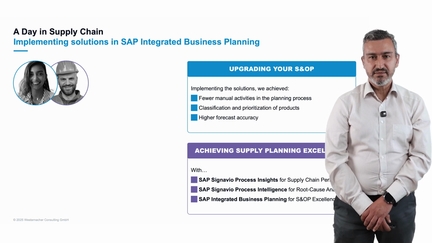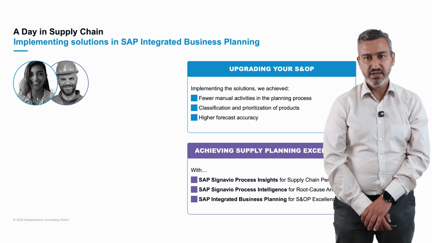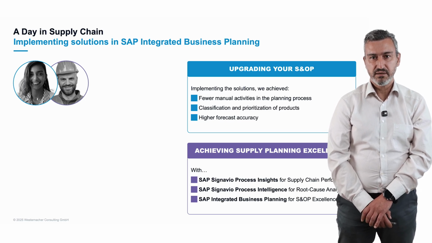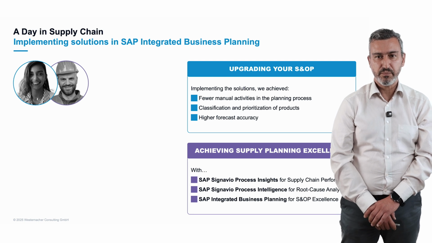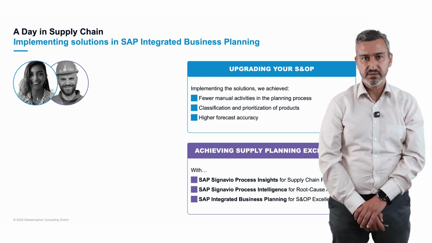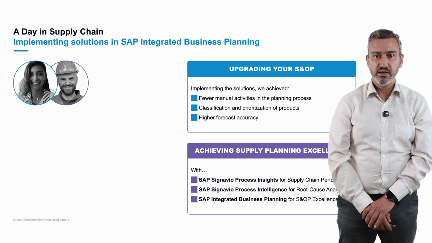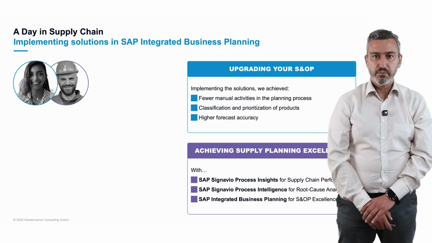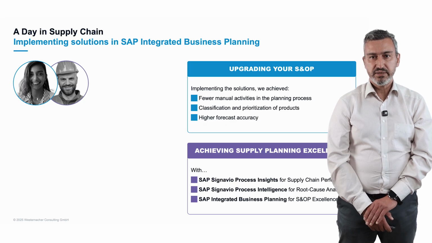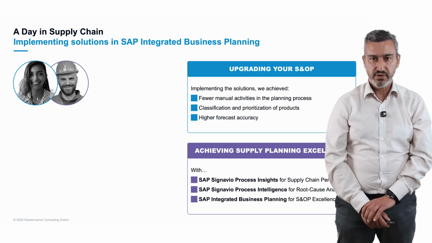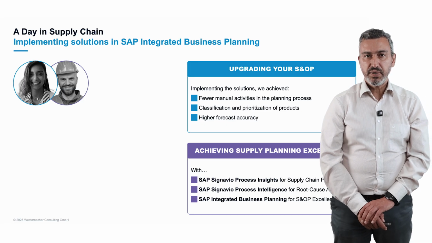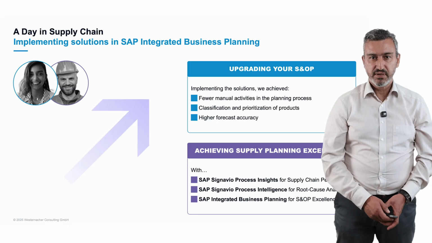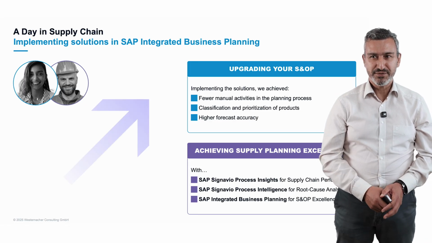On one side, Process Insight and Process Intelligence has helped Pete and Jean to analyze the supply chain performance and perform some root cause analysis. On the other side, IBP has helped them to implement some planning functionalities that has helped them to achieve their planning excellence within the S&OP process. So thumbs up for Pete and Jean.